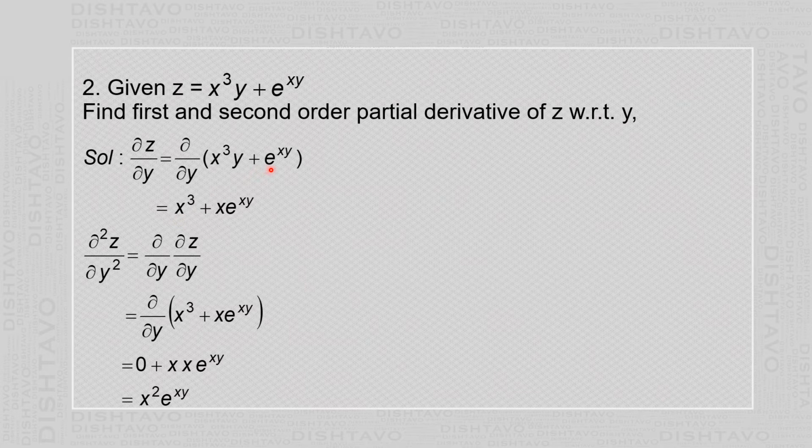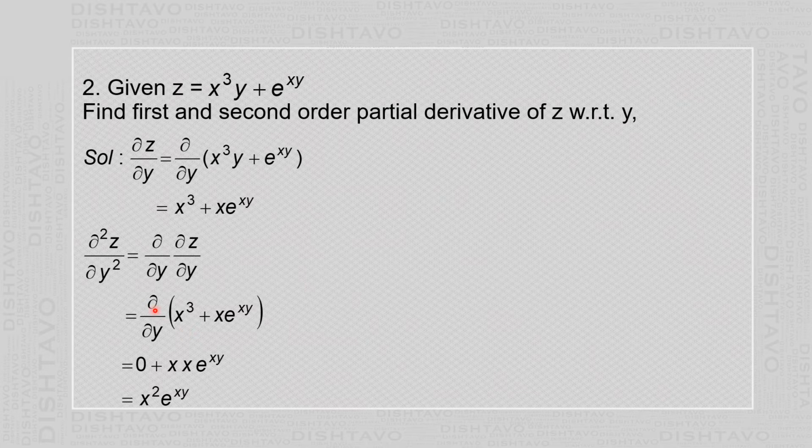In the second term, it is a partial derivative with respect to y of e raised to xy. It is e raised to xy into the derivative of the power xy with respect to y. The x is a constant and the partial derivative of y with respect to y is 1. Then next we again differentiate it with respect to y.